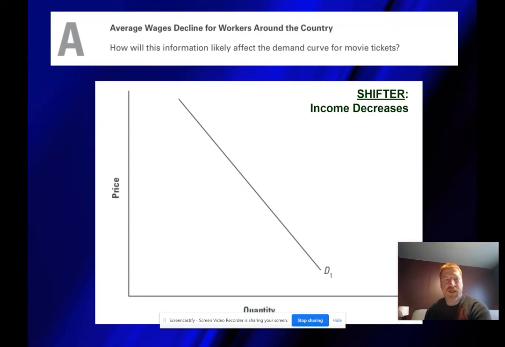So the first one said average wages decline for workers around the country. How will that affect the demand curve for movie tickets? So would I be able to buy more or less of them if my income went down? Well, I would be able to buy less of them, so there'd be a decrease in demand. And you want to look at your notes and look at your TRIBES: taste, income, related goods, expectations, and size, and think about which shifter it was. So it's income. My income went down, so that's the shifter for that one.